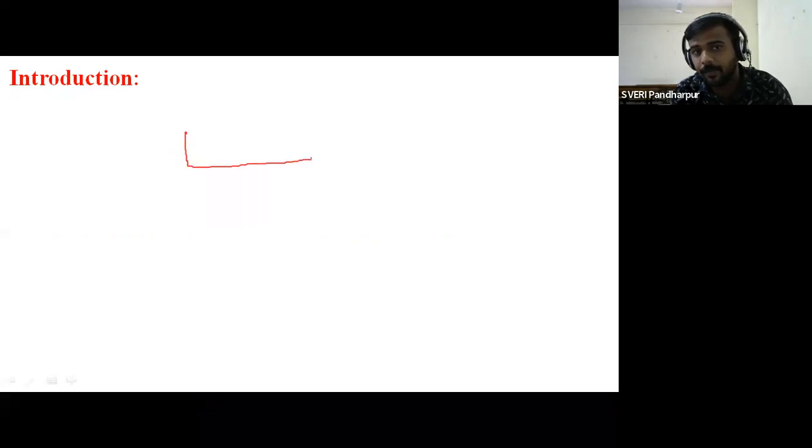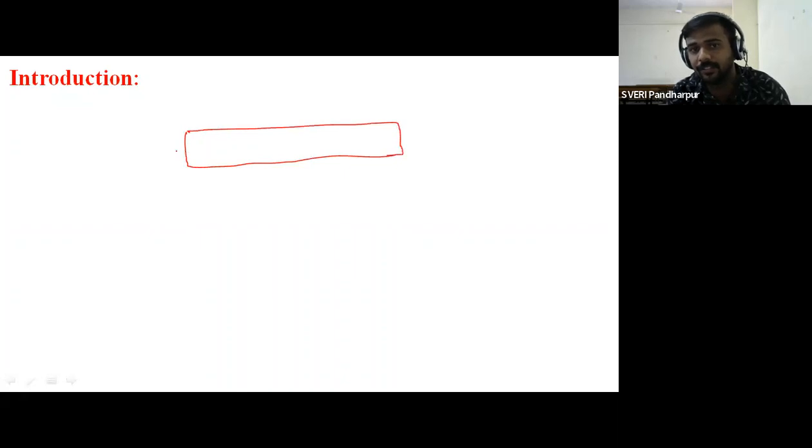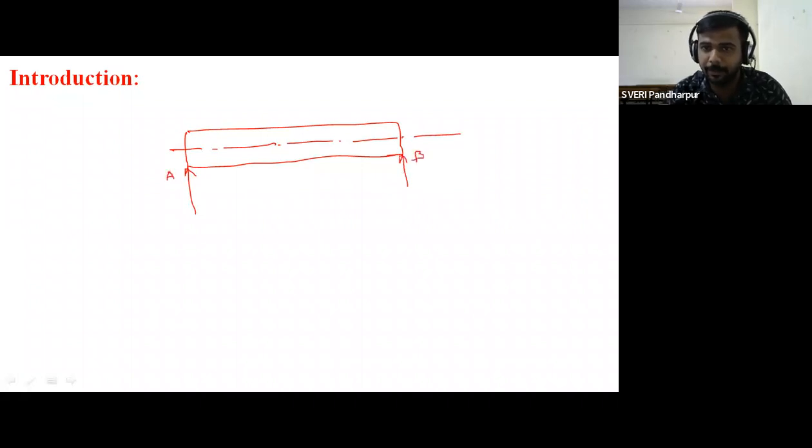And now we'll start with the introduction part. How the slope and deflection will be developed, that we will understand now. For that purpose, here I will draw one figure. Let us consider this is one beam, or maybe it is a simply supported beam. This is the beam structure. It is supported at the 2 ends. So this is point A, this is point B, and here suppose it is subjected to the load W at point C.